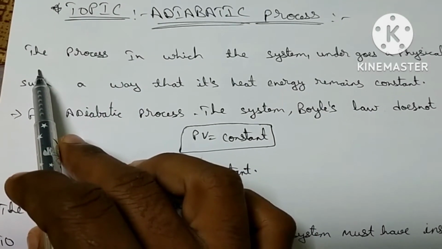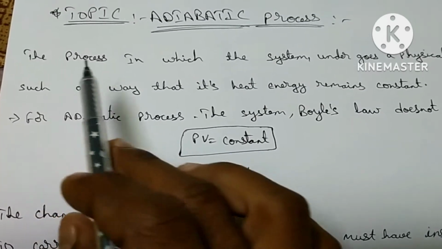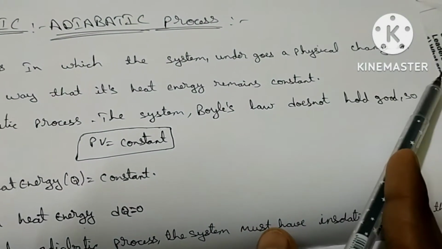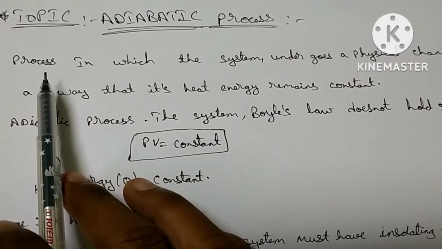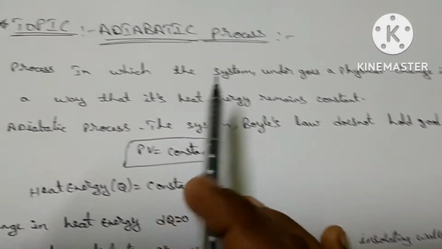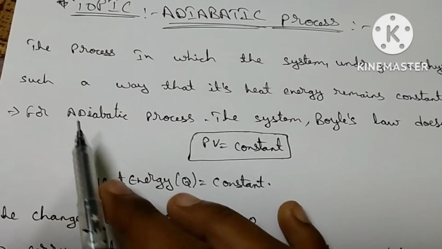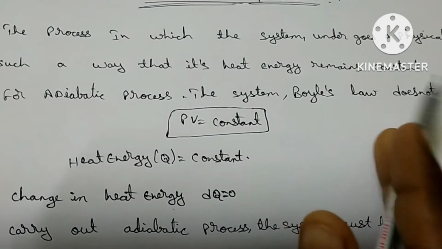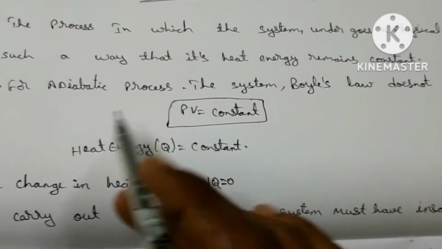Let us derive the adiabatic process. The process in which the system undergoes a physical change in such a way that its heat energy remains constant, then it is said to be adiabatic process.